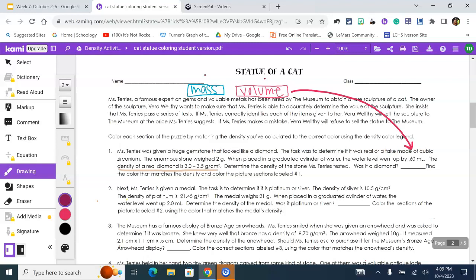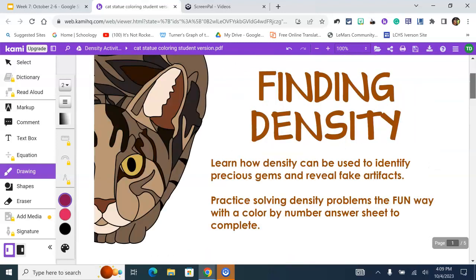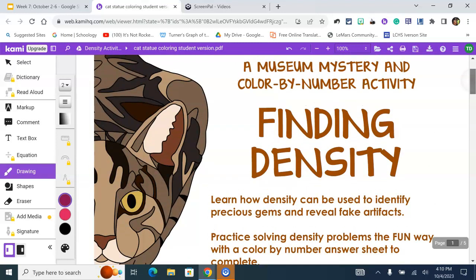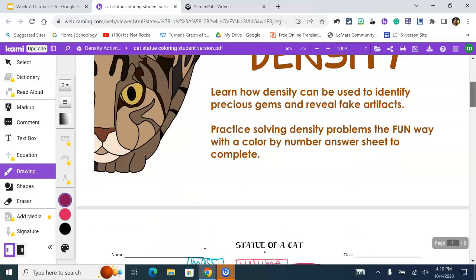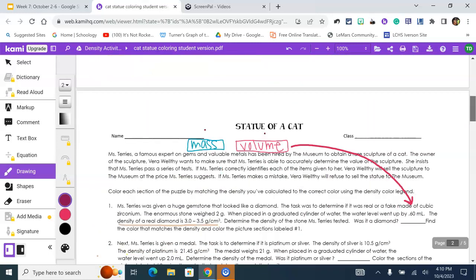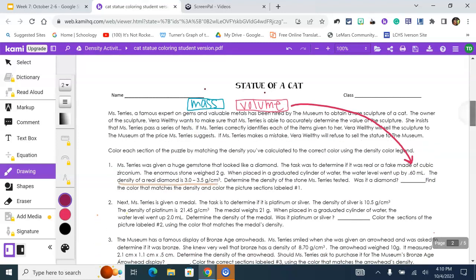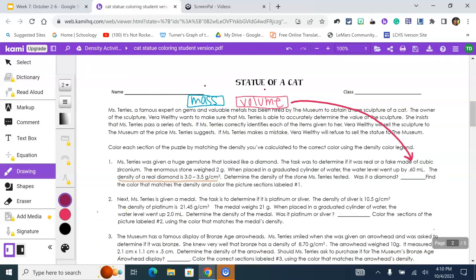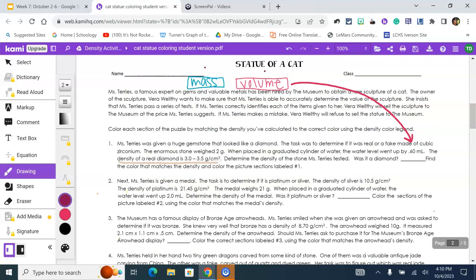So we have a very expensive cat statue, and we have Miss Terry's, who is very good at solving density problems. If she solves all the density problems correctly, then they will sell the very expensive cat statue to her at the museum. So number one, Miss Terry's was given a huge gemstone that looked like a diamond. The task was to determine if it was real or fake, made of cubic zirconia. The enormous stone weighed 2 grams.